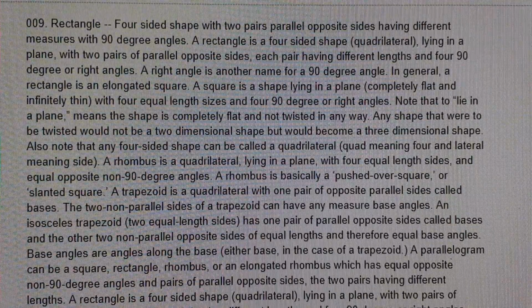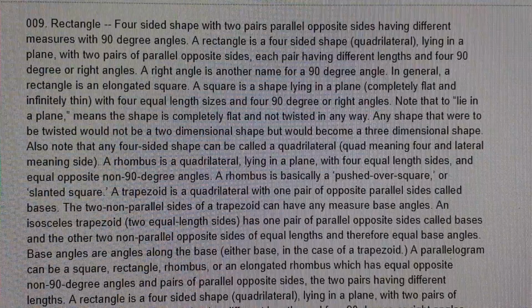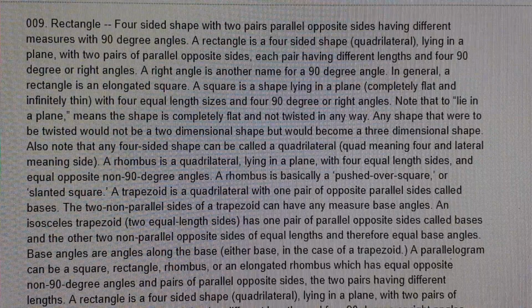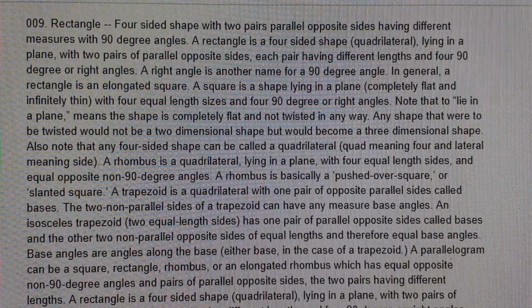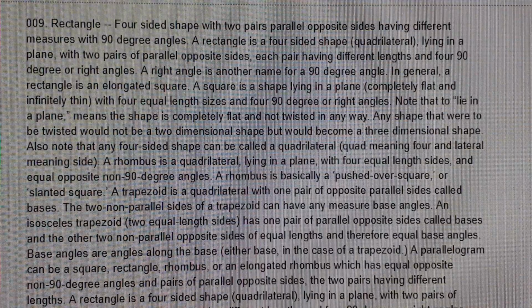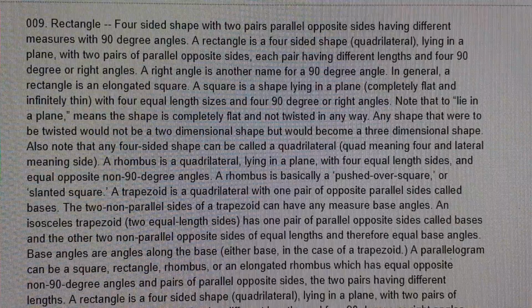Rectangle. Four-sided shape with two pairs of parallel opposite sides having different measures with 90-degree angles. A rectangle is a four-sided shape (quadrilateral) lying in a plane with two pairs of parallel opposite sides, each pair having different lengths and four 90-degree or right angles.